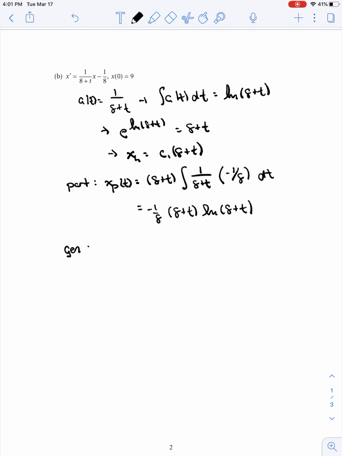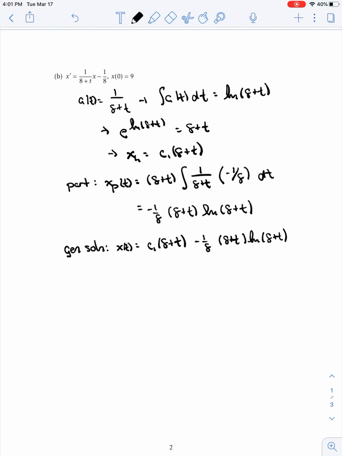So that gives us then our general solution. It's the sum of the two pieces, homogeneous plus particular. So it's C1 times 8 plus t minus 1/8, 8 plus t, natural log of 8 plus t.